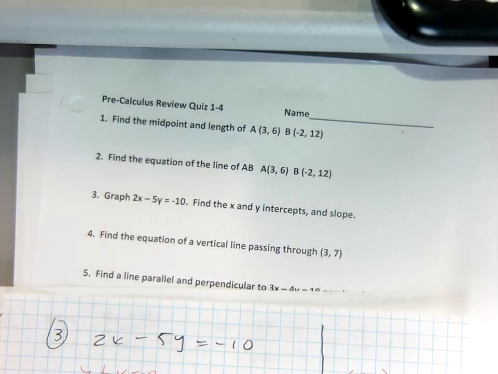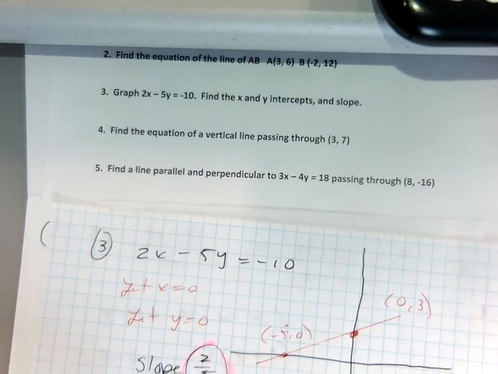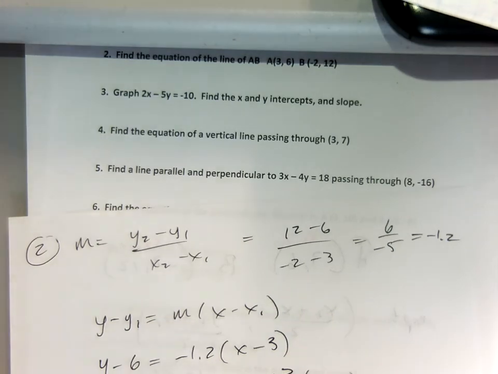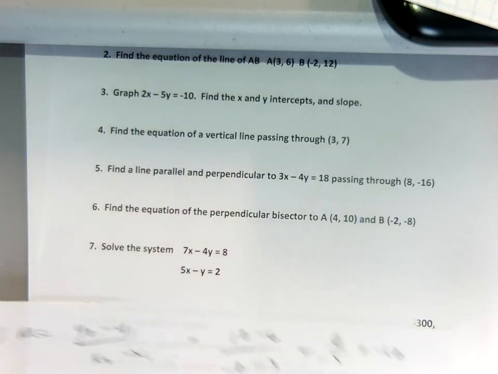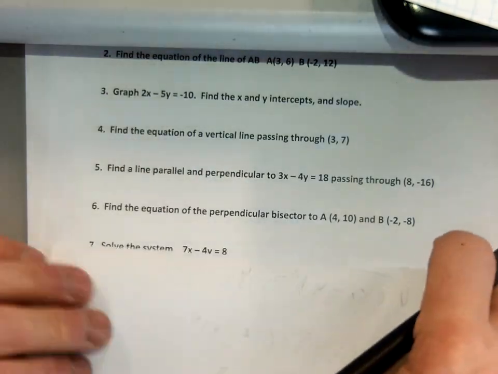Number 5. Find the equation. Oh, find a line parallel and perpendicular. Okay, so I'm going to go ahead and come back to my regular paper. I don't need graph paper for this. Number 5. Let's see, scoot this up so you can see it. All right.